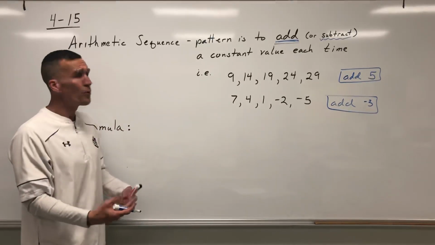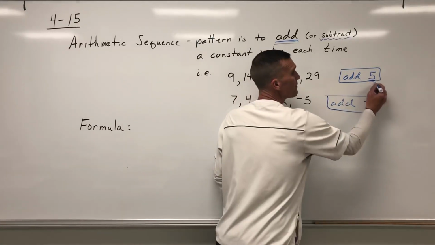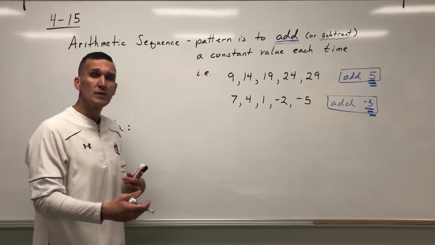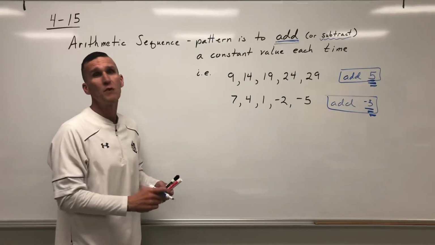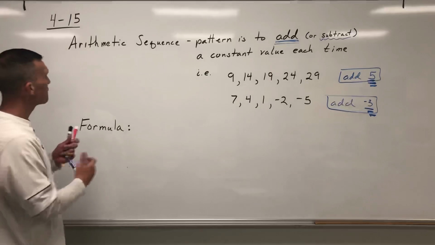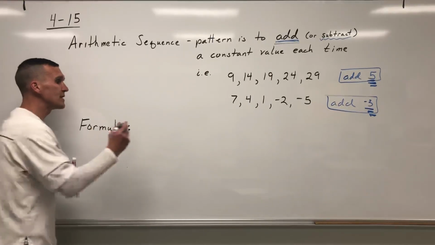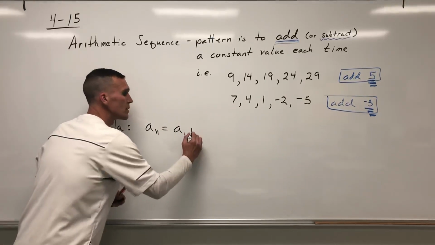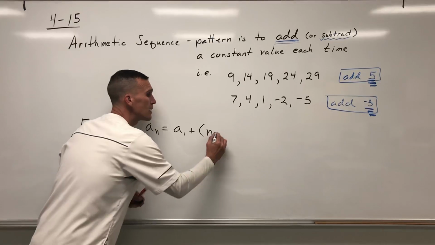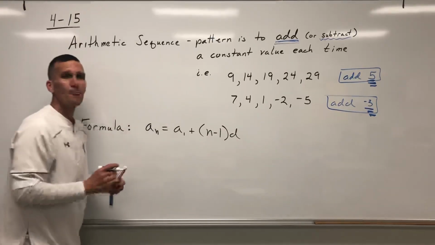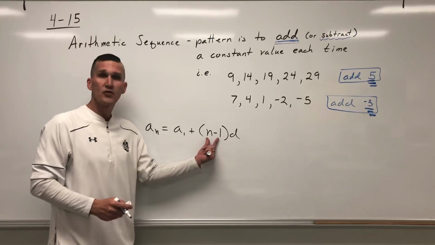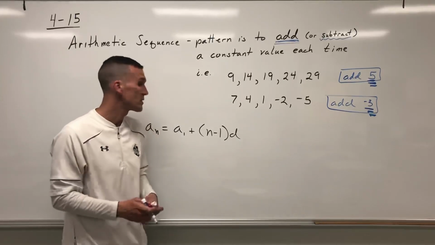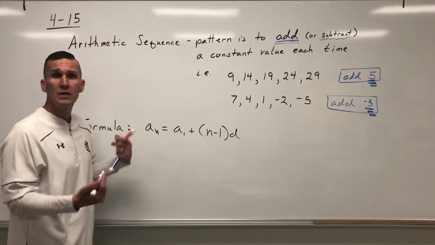Now, why is that so important? This number 5 or this number negative 3 is going to mean something in our formula so we can write our rule or our equation for arithmetic sequences. So you guys, the formula that you need to know for an arithmetic sequence is a sub n is equal to a sub 1 plus quantity n minus 1 times d. Now, just so you know, this d is going to be distributed here. I don't know why they put it after it. It would have been maybe nicer if they put it before it, but this is the way the formula is already written.